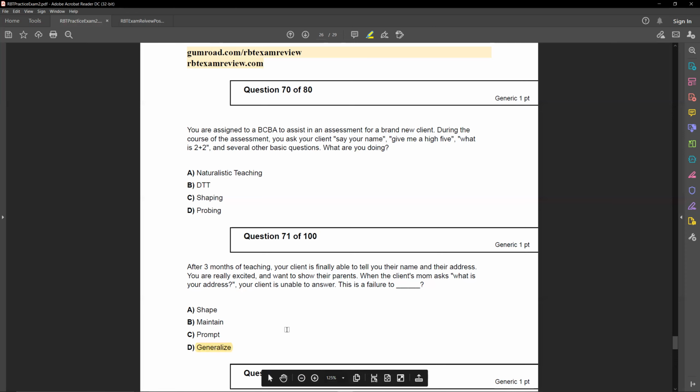So again, maintenance is whether the skill has persisted without teaching and instruction. Generalization is performing that skill in an untrained environment or with untrained people or things. In this case, the client was not able to generalize to their mom. So as RBTs and BCBAs, we have to correct this because generalization is ultimately our goal. If we're not generalizing, we're not doing our job. So the answer is D.